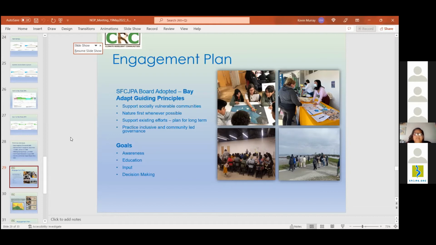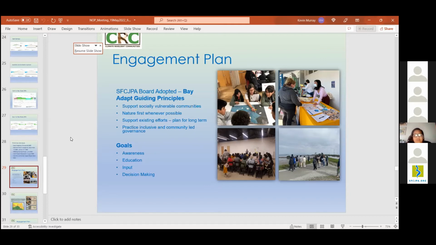The Bay Adapt is a strategy with actions and tasks necessary to protect people and the built environment from rising sea level. It includes supporting socially vulnerable communities, putting nature first whenever possible, supporting existing efforts but planning for the long term, and practicing inclusive, community-led governance and decision-making.